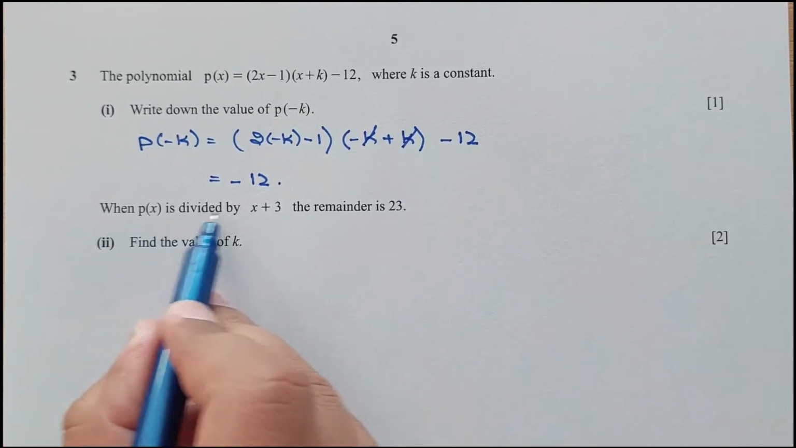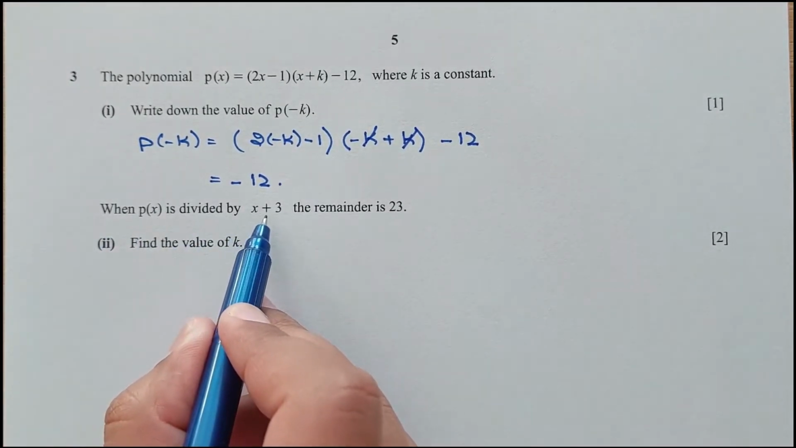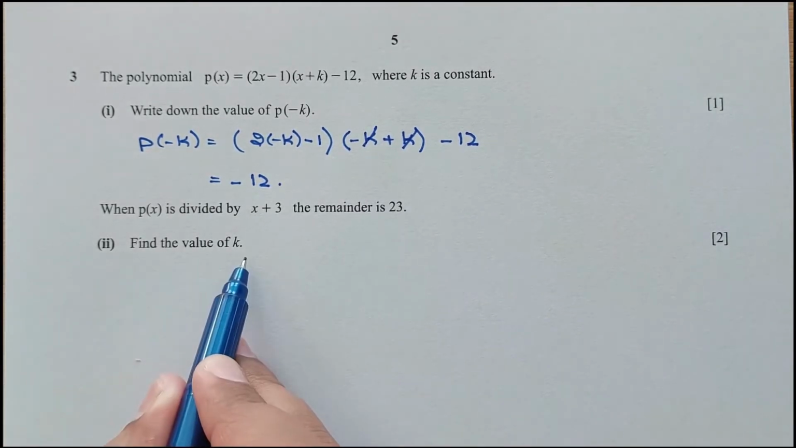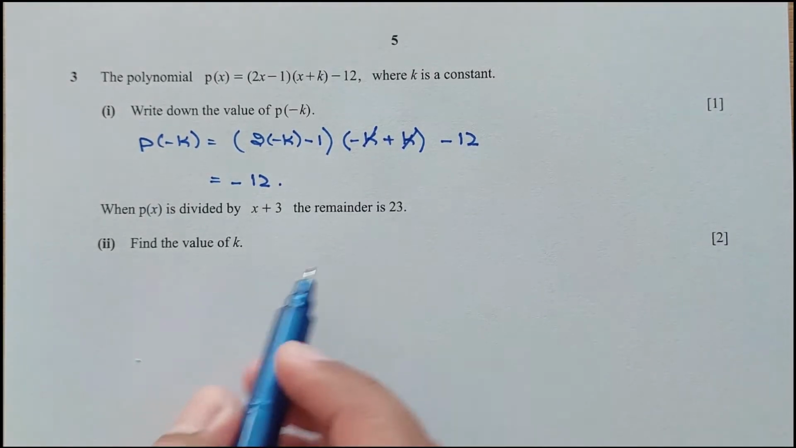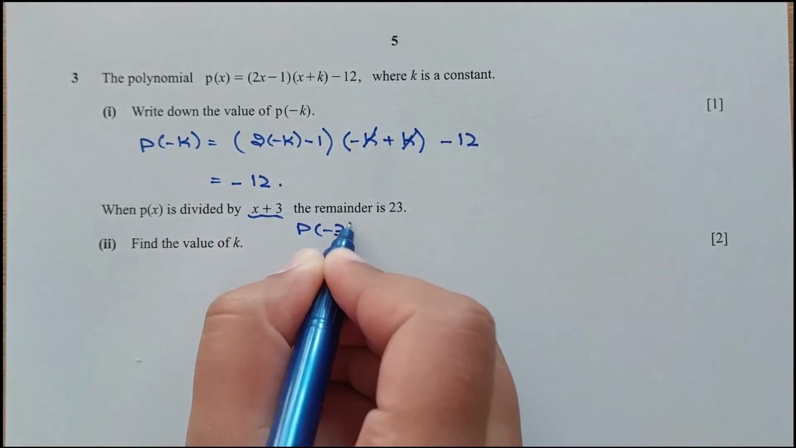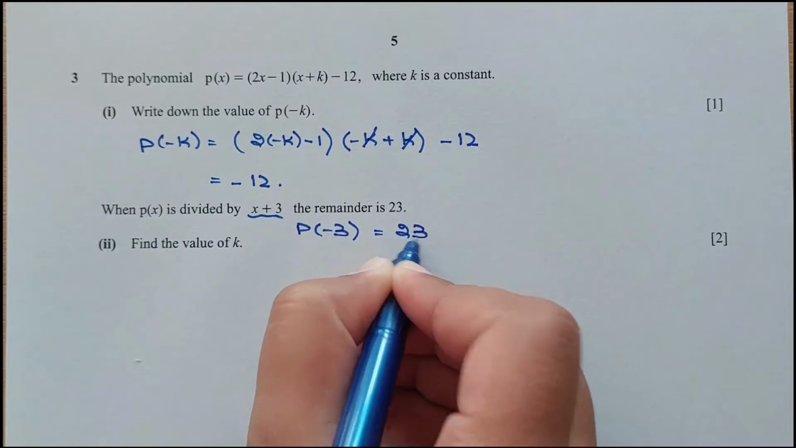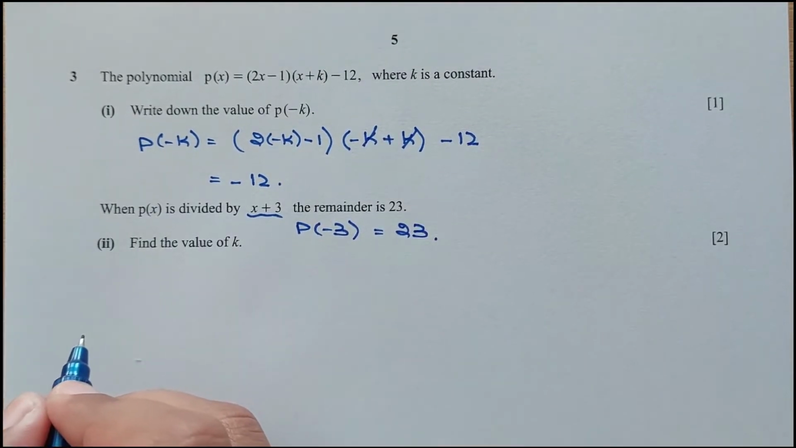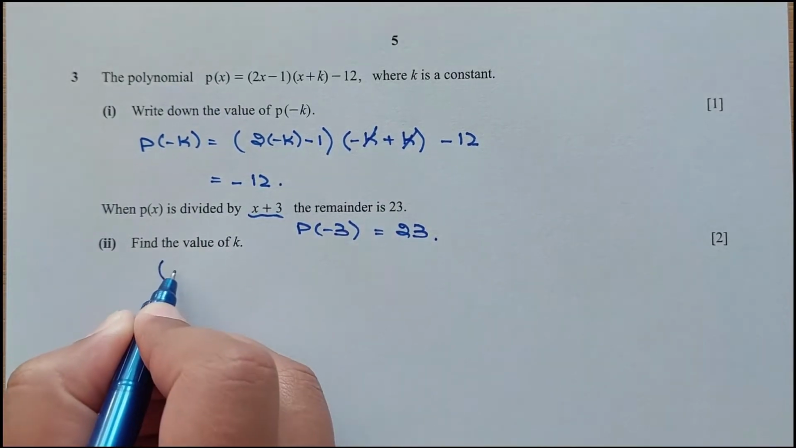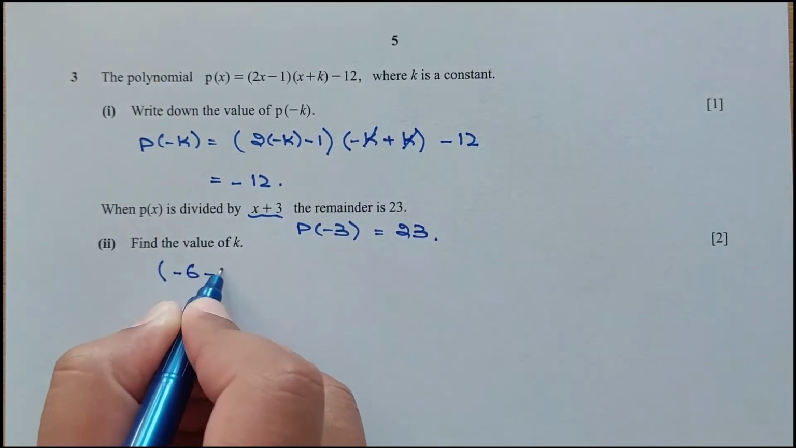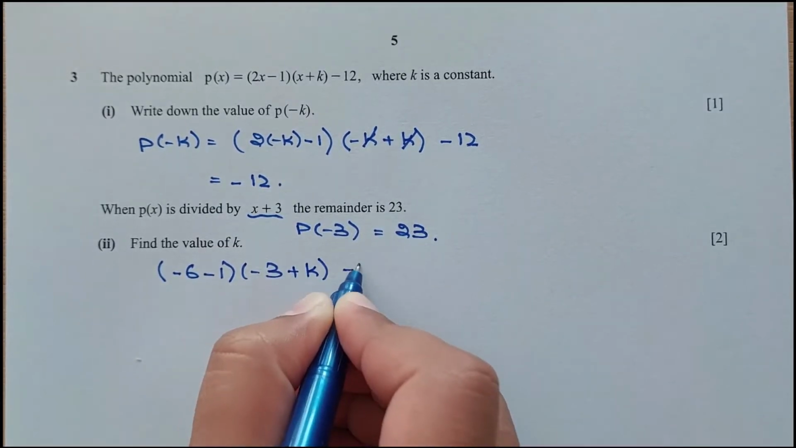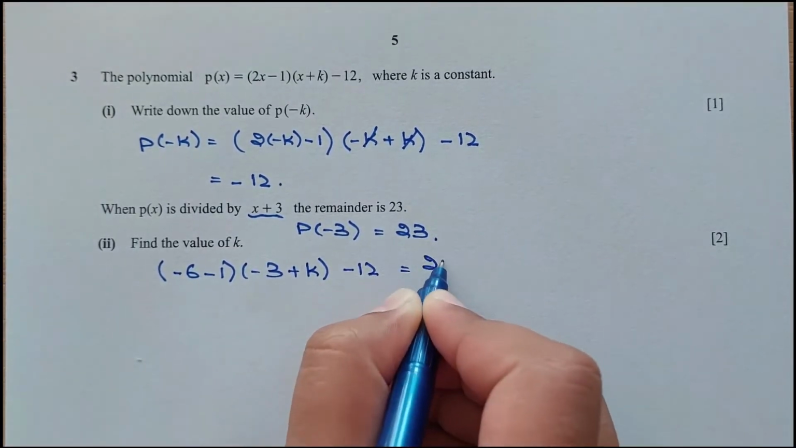Now when p of x is divided by x plus 3, the remainder is 23. Now for the second part, find the value of k. Okay, this information gives us that p of minus 3 equals 23. Right, and we can easily find the value of k. So let's do it. Just substitute x equals minus 3. So 2 times minus 3 is minus 6, minus 1, minus 3 plus k, minus 12 equals 23.